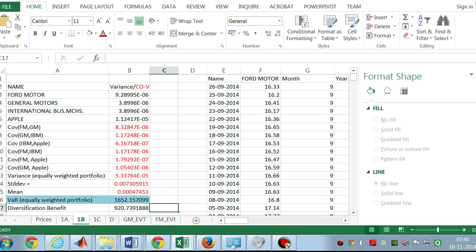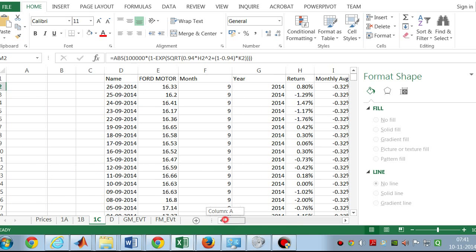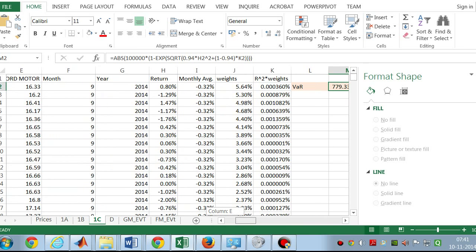So 4C2 equals factorial 4 divided by factorial 2 into factorial 2. That gives us 3 into 2, that's 6. So let me see, 1, 2, 3, 4, 5, 6. 6 covariance terms. So using 4C2, we know that we have covered all cases. Well, now in 1C, we can see the value at risks.